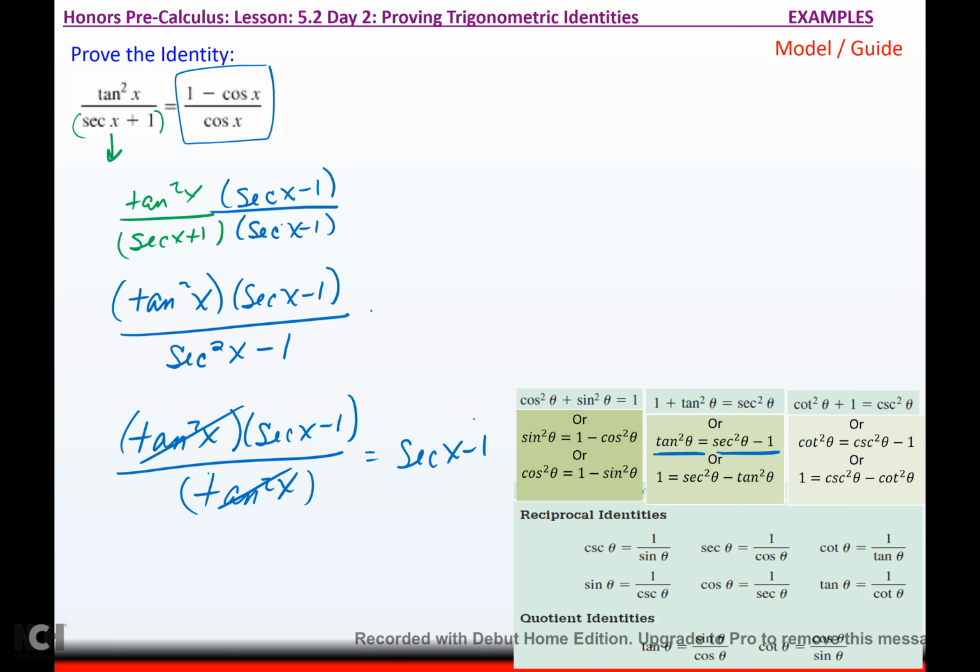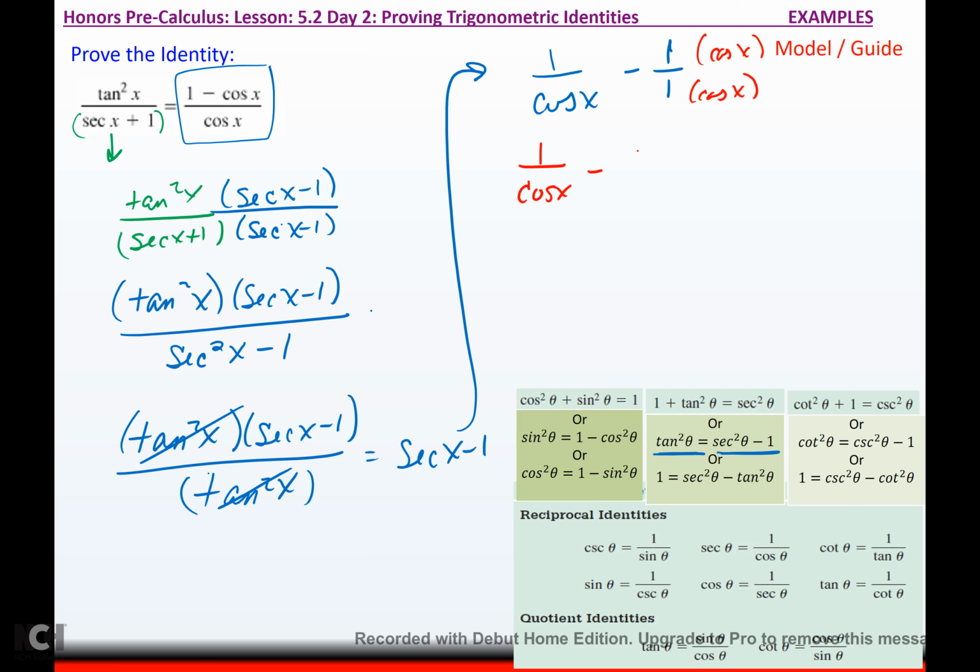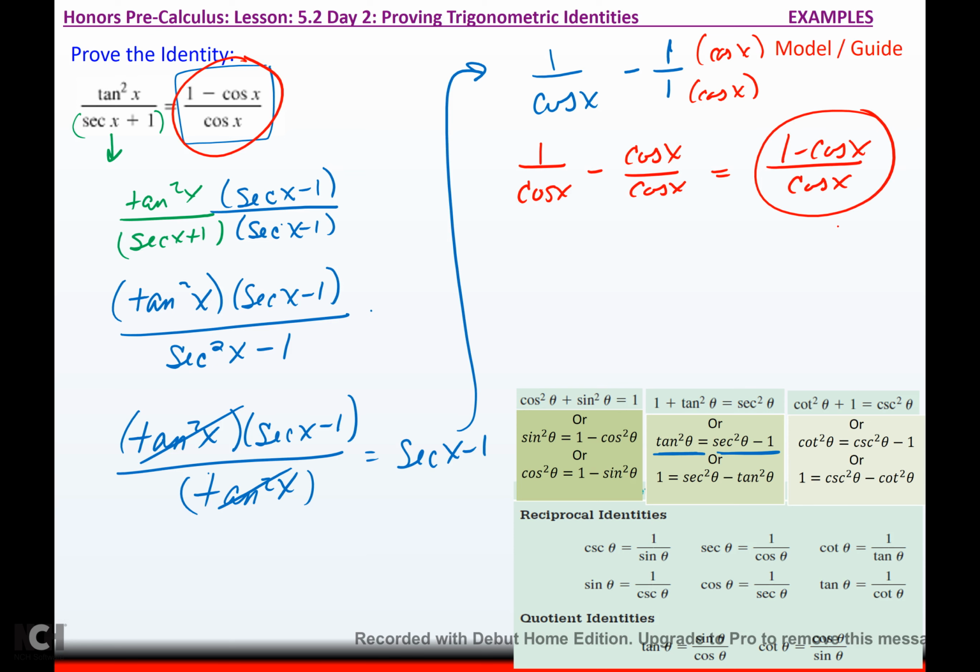So let's see. I can take this and rewrite secant x as 1 over cosine x, minus 1. Then if I get a common denominator, cosine x, I would have 1 over cosine x minus cosine x over cosine x. So now I can keep the denominator, cosine x, and on top would be 1 minus cosine x. That is the other side. I win.